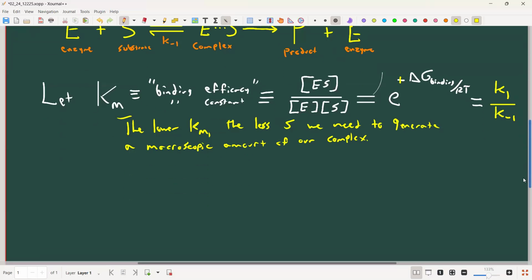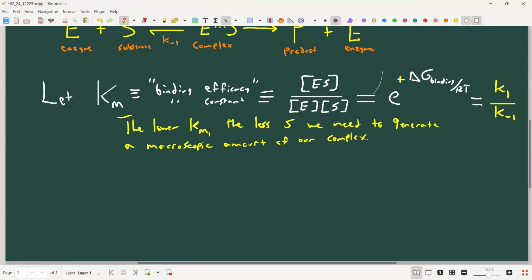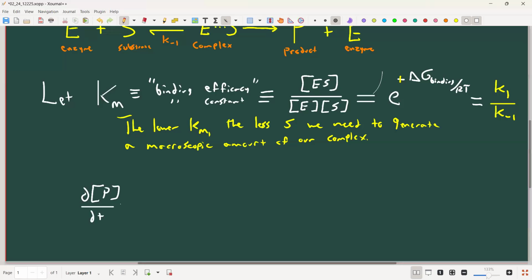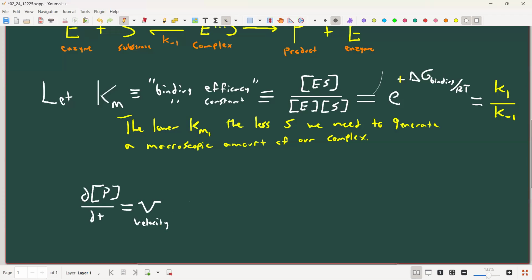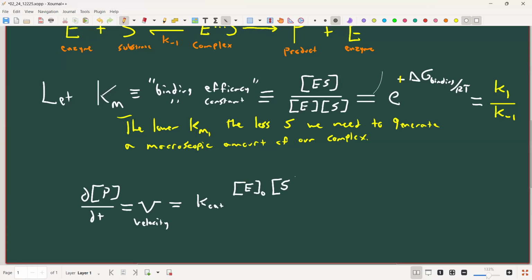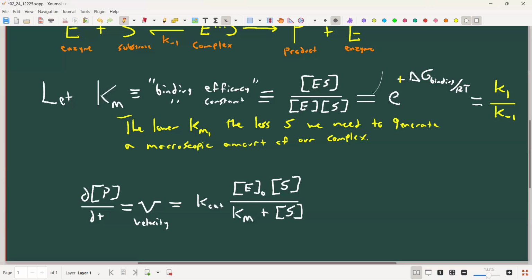And the equation that we came up with earlier on in the class is that the rate of formation of the product, P, which we call the velocity, V, is equal to Kcat times the initial concentration of the enzyme, how much enzyme you have in your system to begin with, times the load of your substrate, how much substrate you load into your body, divided by Km plus the concentration of S.